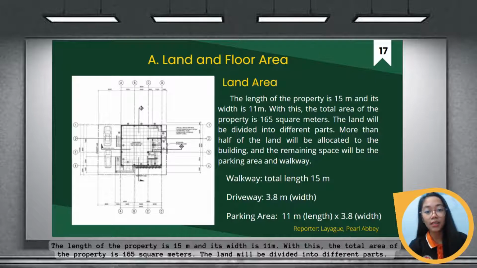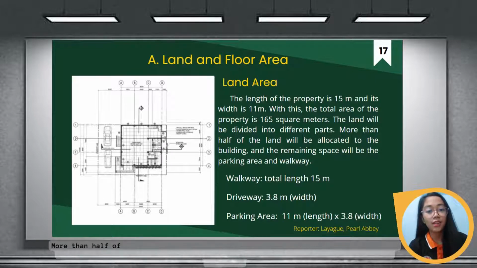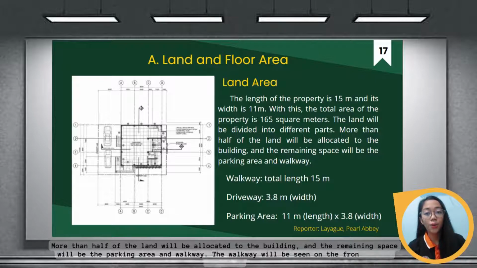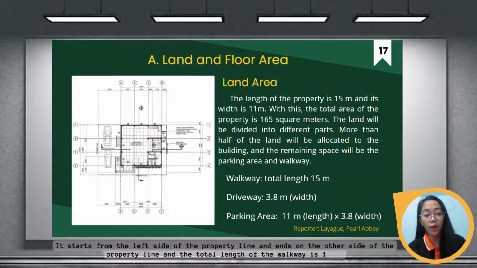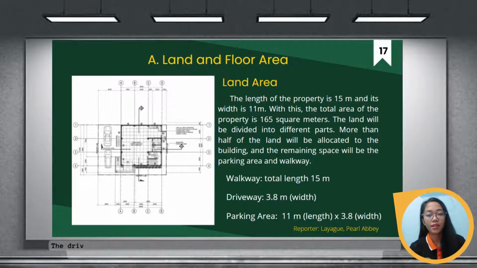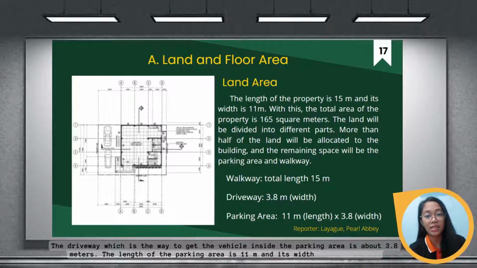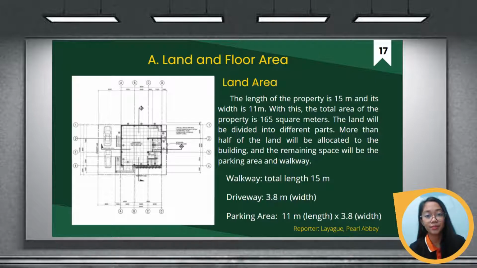The land will be divided into different parts. More than half of the land will be allocated to the building, and the remaining space will be the parking area and the walkway. The walkway will be seen on the front of the building. It starts from the left side of the property line and also ends on the other side of the property line, and the total length of the walkway is 15 meters. The driveway, which is to get the vehicle inside the parking area, is about 3.8 meters. The length of the parking area is 11 meters and its width is 3.8 meters.